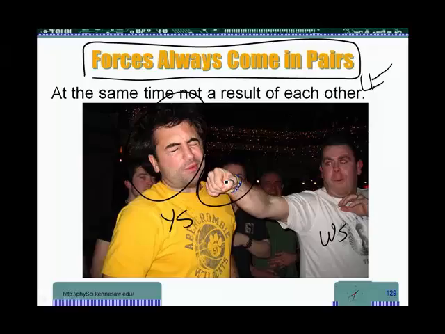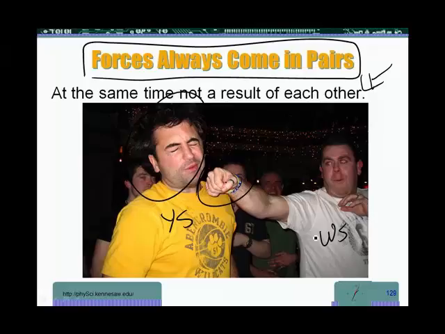So what that means is, White Shirt can claim that Yellow Shirt had hit him at the same time, and vice versa. So of course, no judge is going to buy that, but the physics is correct. Okay? The forces both hit each other at the same time.